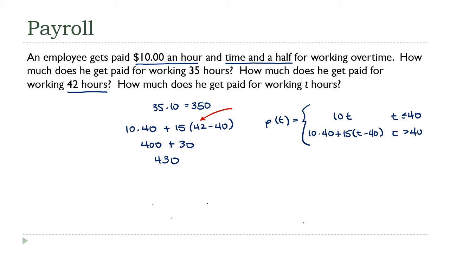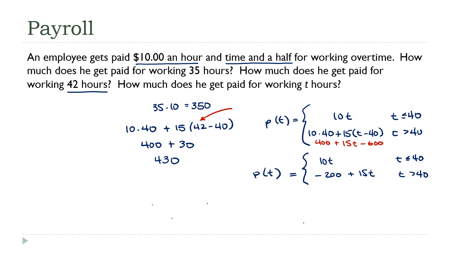We maybe want to clean this up a little bit. The 10t will just stay 10t. What's this bottom part? This is 400 plus 15t minus, what's 400 times 15, that's 600. Right? That's minus 200 plus 15t. And again, we've got these same ranges here. That is our payroll function.